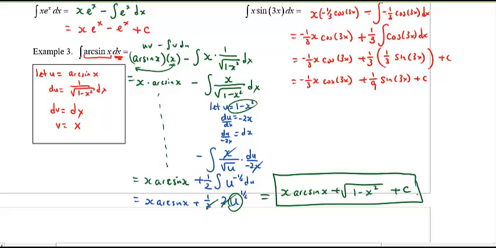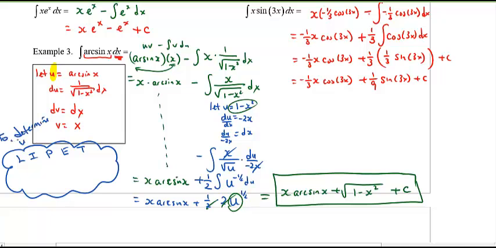Now, I did mention to you that there is kind of a mnemonic or a way to remember which functions you should choose to be equal to u. So let me just quickly show you that right now. One more thing I want you to remember. It's called LIPET. So this is the order you should be looking at when you're trying to determine u. L, of course, stands for log functions. So if you have a log function, make that u right away. No questions asked, because we don't really know the integral of log functions.